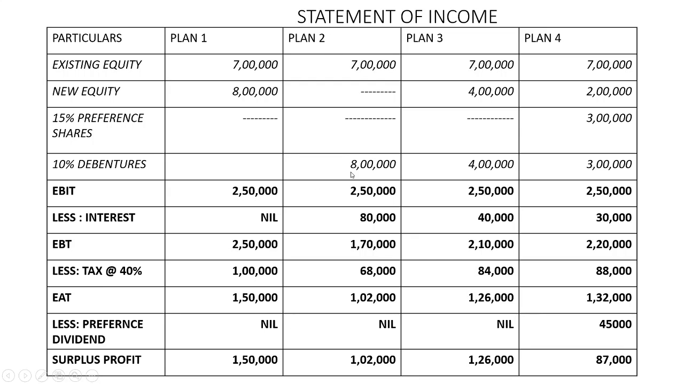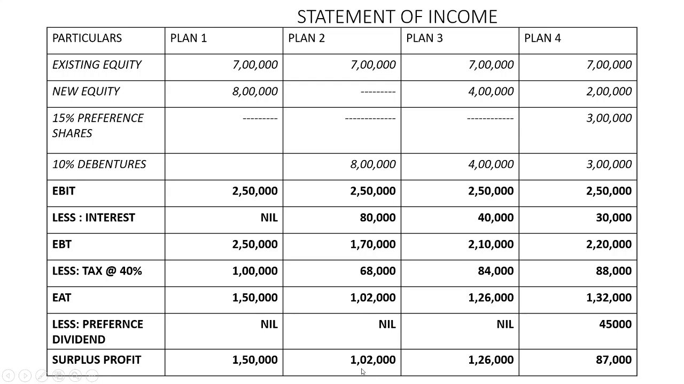We'll come to the second plan. The EBIT is equal to 2,50,000. Interest is on debentures, 8 lakh debentures at 10%, 8 lakh multiplied by 10%, 80,000 rupees. So EBT, earnings before tax, is equal to 1,70,000. Less tax is 68,000, that is 40% of 1,70,000. Earnings after tax is equal to 1,02,000. Less preference dividend, there is no preference capital, so it is nil.